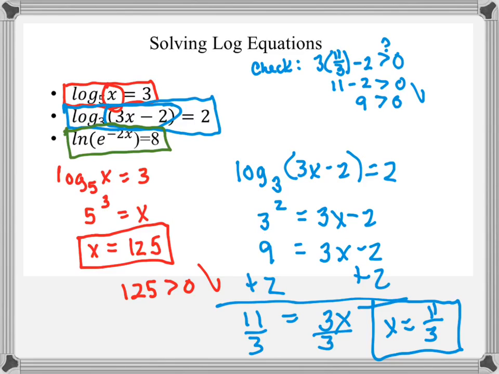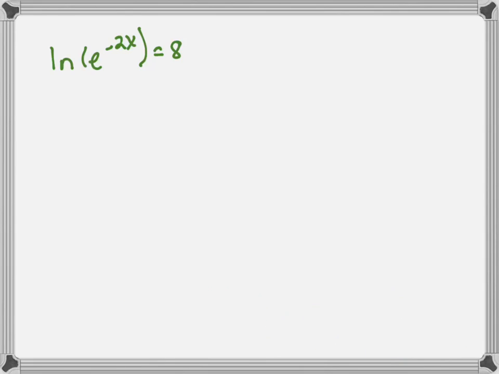Natural log of e to the negative 2x equals 8. I'm going to start the same way. I'm going to rewrite this in exponential form. So e to the 8th power equals e to the negative 2x power. This is already written so that both sides are powers of e. Going to ignore e and set the exponents equal. 8 equals negative 2x. I'm going to divide both sides by negative 2. Negative 4 equals x.